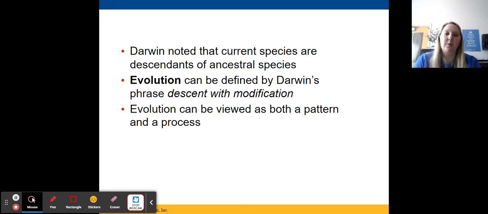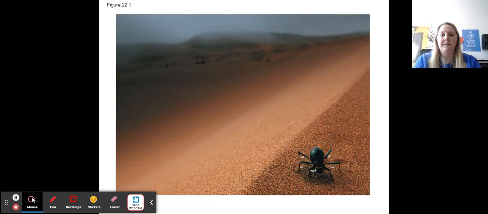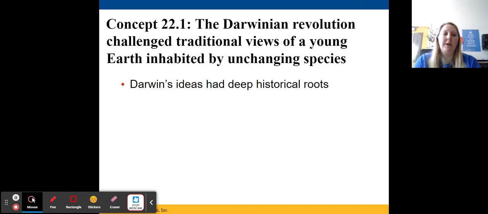Evolution can be defined by Darwin's term, descent with modification, and it's viewed as both a pattern and a process. Darwin's revolution challenged the traditional views of a young Earth with unchanging species. Back in the 1800s, people were highly religious, and a lot of them didn't believe that evolution was real because there wasn't a lot of proof of it. So Darwin's ideas had deep historical roots.